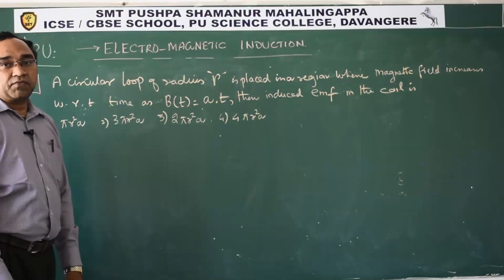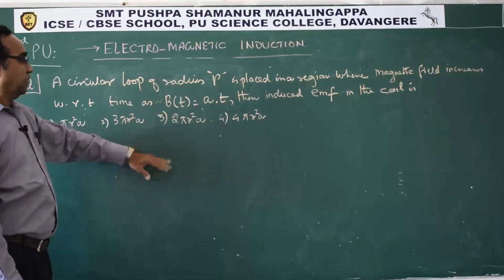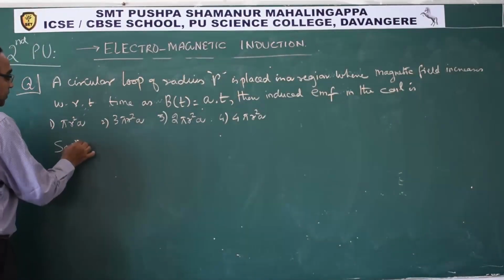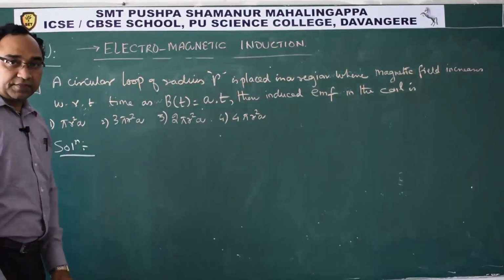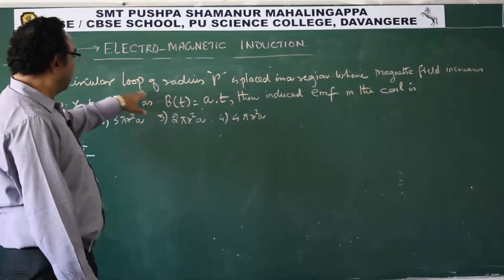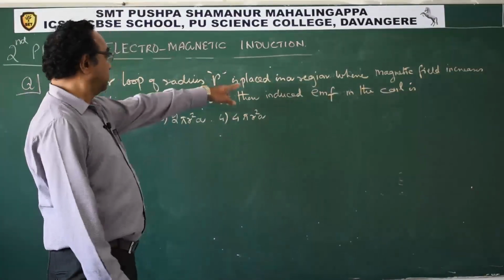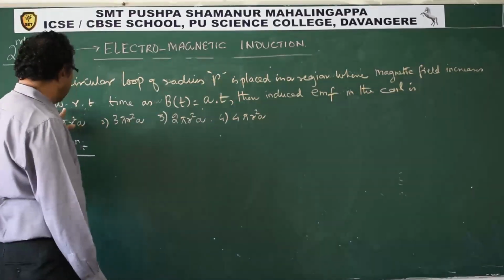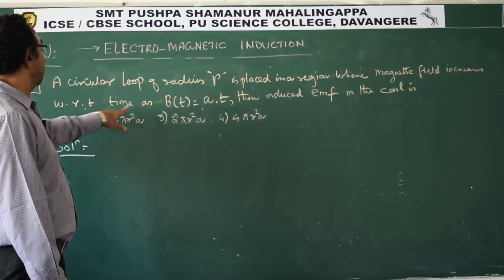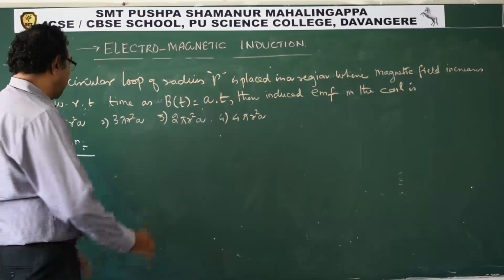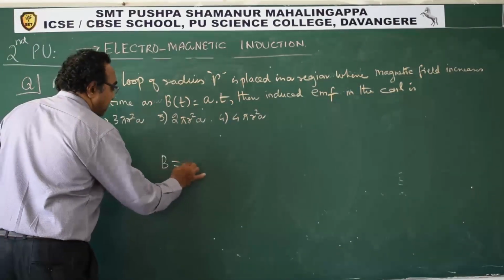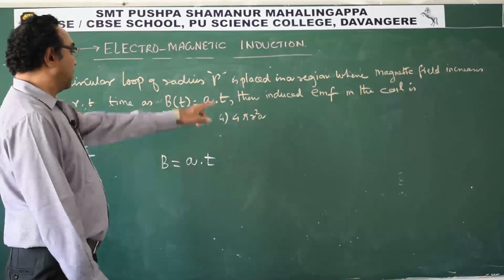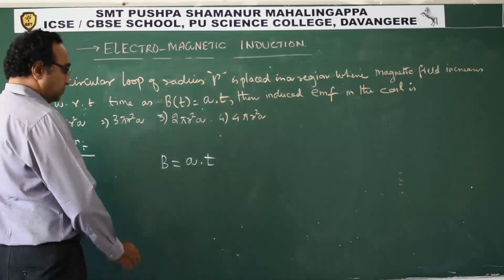Well students, let us take one more question. This numerical has B as a function of time. So let us see how to evaluate this. The question reads like this: a circular loop of radius r is placed in a region where the magnetic field increases with respect to time as B. So let us write it. B is given as A into t, where A is some numerical constant. Then the induced EMF in the coil.